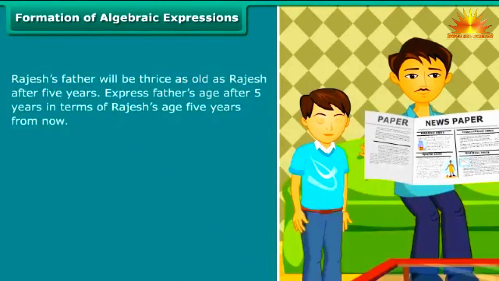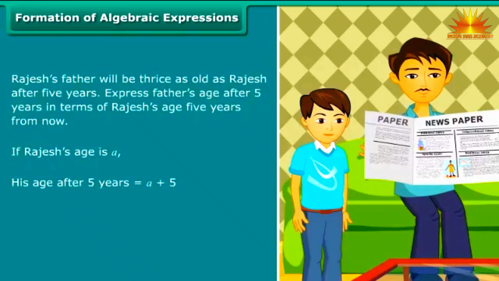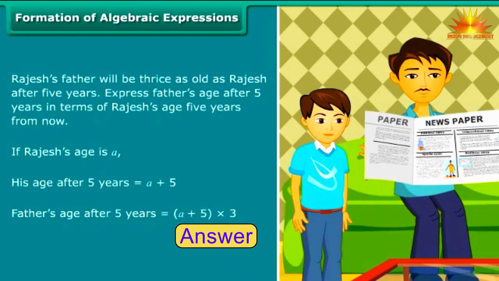Rajesh's father will be thrice as old as Rajesh after 5 years. Express father's age after 5 years in terms of Rajesh's age 5 years from now. If Rajesh's age is A, his age after 5 years is equal to A plus 5. Father's age after 5 years is equal to bracket starts A plus 5 bracket closes into 3.